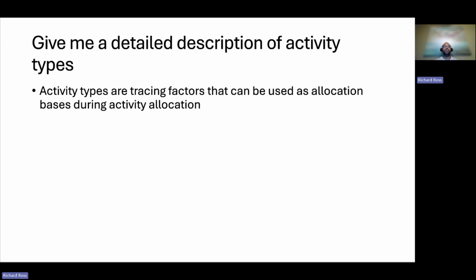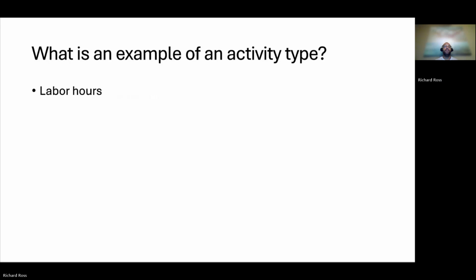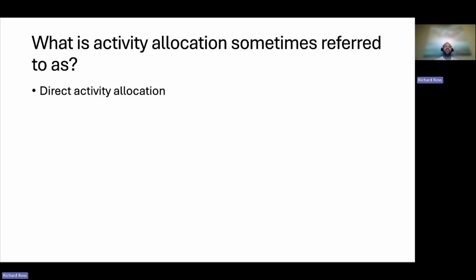Give me a detailed description of activity types. Activity types are tracing factors that can be used as allocation basis during activity allocation. What is an example of an activity type? Labor hours. What is activity allocation sometimes referred to as? Direct activity allocation.